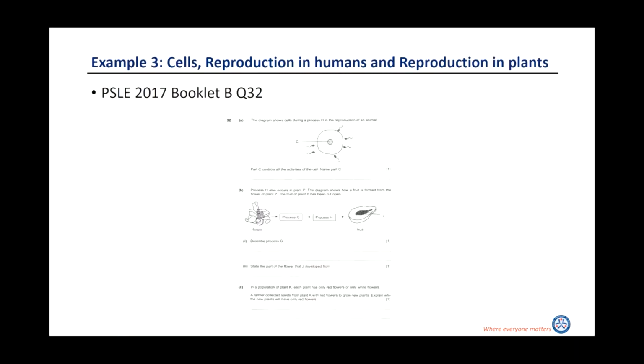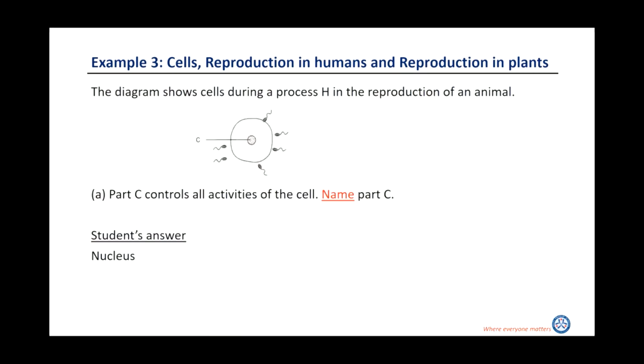Our next example is a combination of 3 topics: cells, reproduction in humans, and reproduction in plants. This is a PSLE 2017 question from Booklet B. The diagram shows cells during a process H in the reproduction of an animal. The knowledge of reproduction in humans is required. The knowledge of cells in the reproduction of humans is also required.